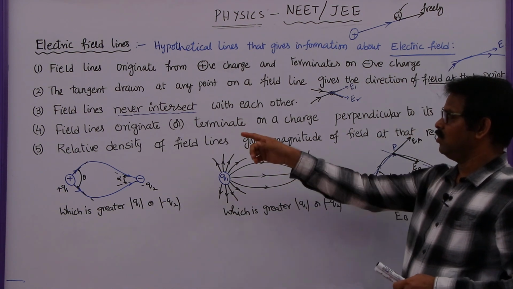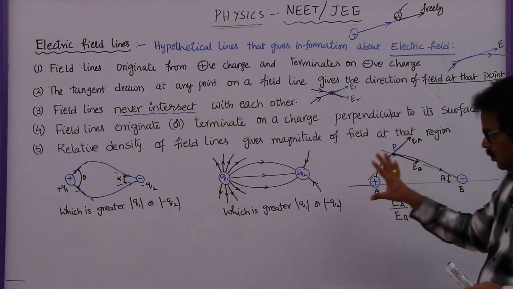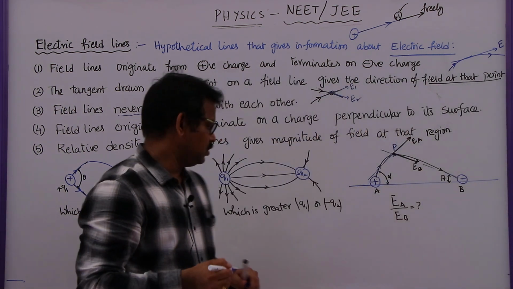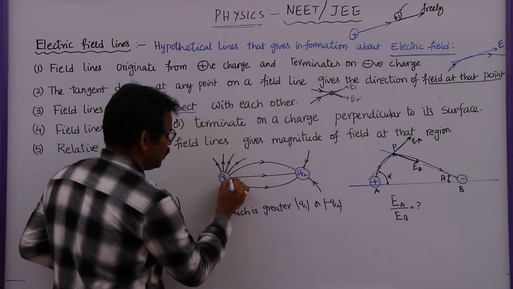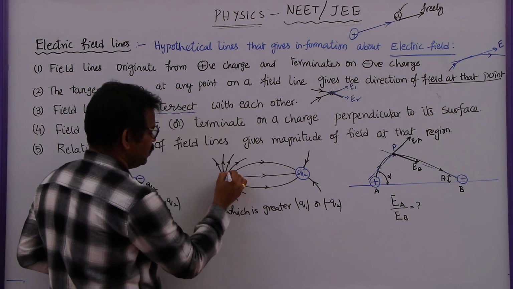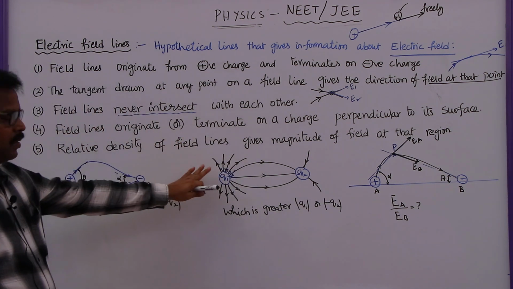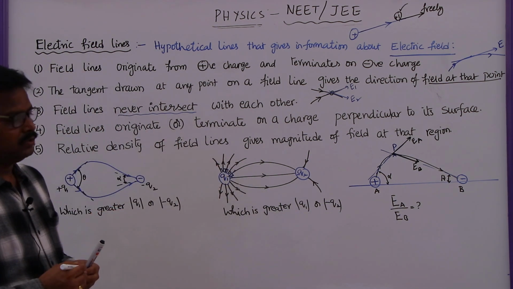Fourth point, field lines originate or terminate on a charge perpendicular to the surface. If you observe these diagrams, if you take any diagram, here the angle between the surface and the field line is 90, here 90, 90, 90. So everywhere the field lines are perpendicular to the surface of the charged body.